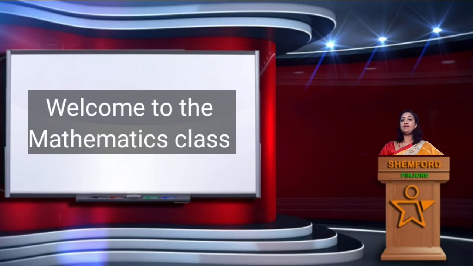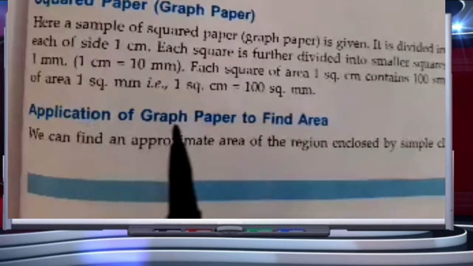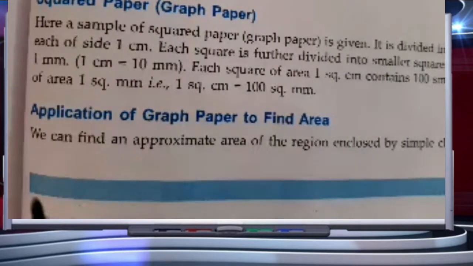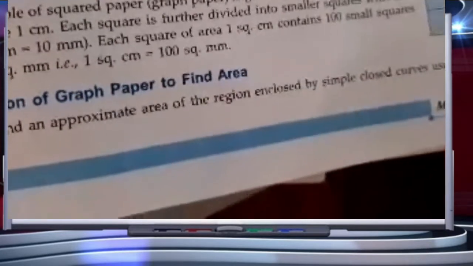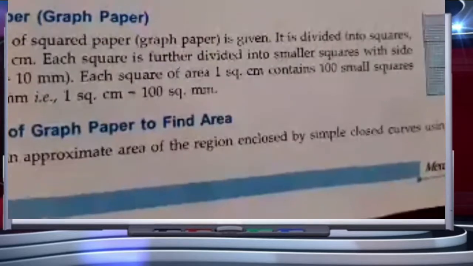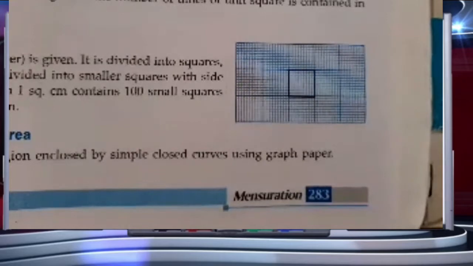We will continue with lesson 16 mensuration, but today we will do an activity. And the activity is application of graph paper to find area. That is, we will find an approximate area of the region enclosed by a simple closed curve using graph paper.